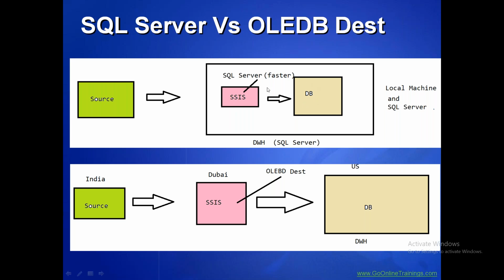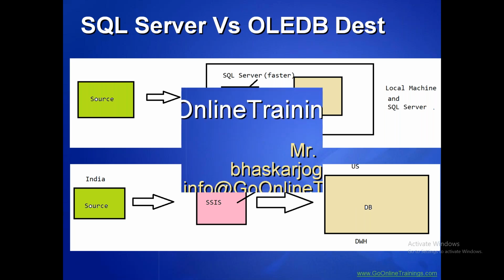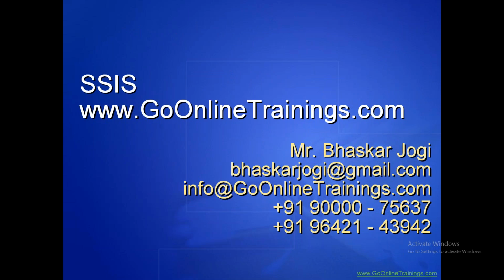When SSIS and the database are available in a single machine, with SQL Server installed locally, use SQL Server destination. But if one is in Dubai and the other in the US, and the data warehousing machine may be SQL Server or Oracle, SSIS is still going to use OLEDB destination to dump the data to this destination. So these are the two things that you should understand clearly.